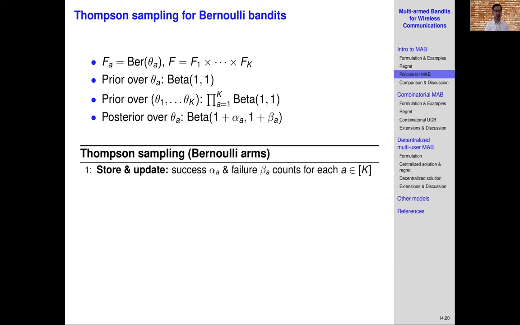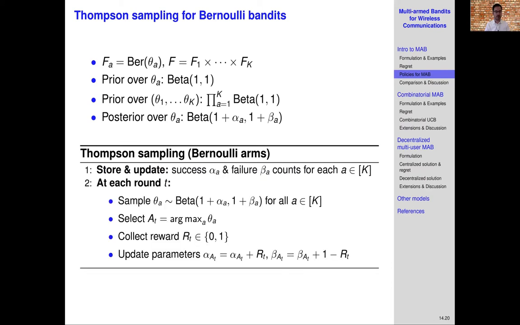So the Thompson sampling algorithm stores and updates for each arm the success and failure counts. At each round, it samples from the posteriors of each arm, compares the samples, and selects the arm with the highest sample. Afterwards, it collects the reward of this selected arm, and it updates either the success or failure count based on the reward.